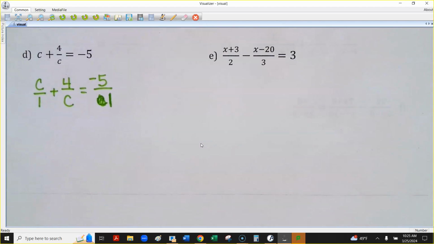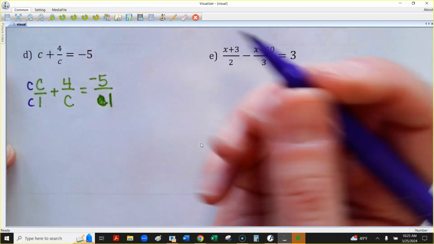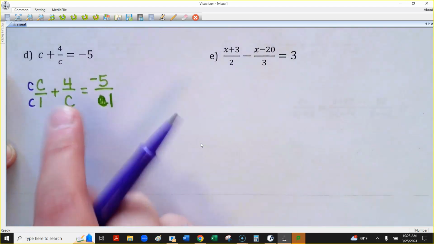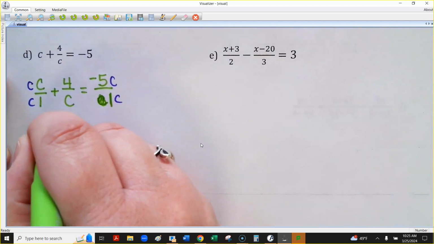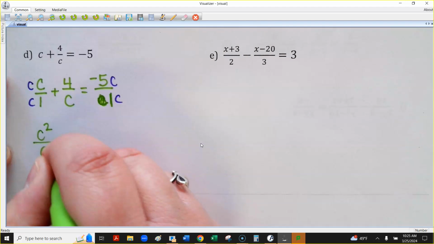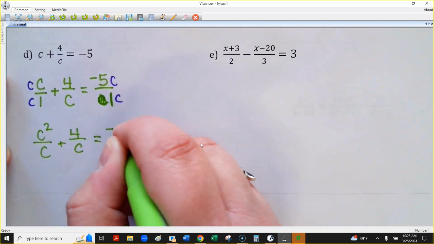What would a common denominator between all 3 of those fractions be? C. Okay, so here's what I need. I need a C, top and bottom here. I don't need anything in the middle. I need a C, top and bottom here. So that would create, we'd have C times C would make it C squared. And then the one in the middle, I don't have to change that. And this one, I'd have negative 5C over C.